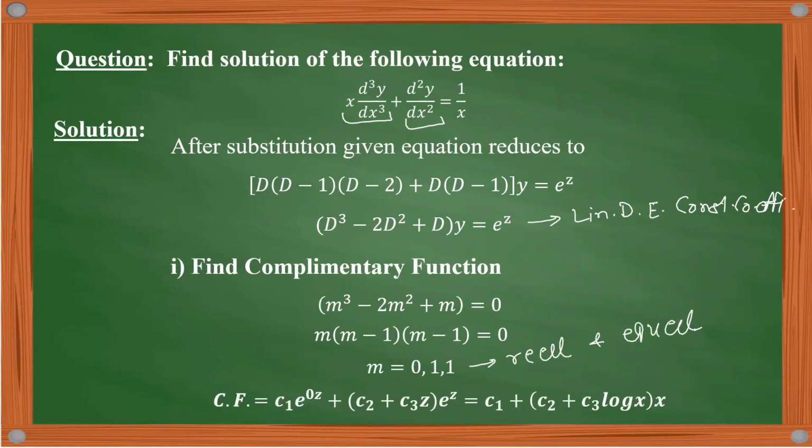So for this, we will use the second case of complementary function. So its complementary function will be c1 e raised to 0z plus c2 plus c3 z, because these are common, into e to the power z. Now again we have to make the substitution. In place of e raised to z, we will replace x, and for this z we will use log of x. So this is our final complementary function for the given equation.